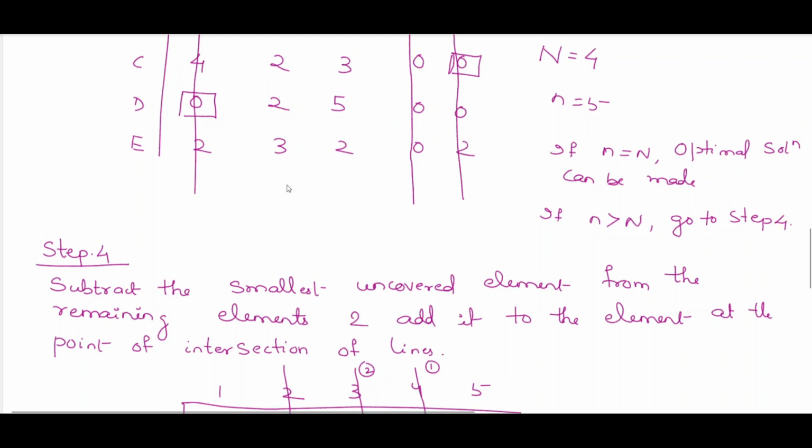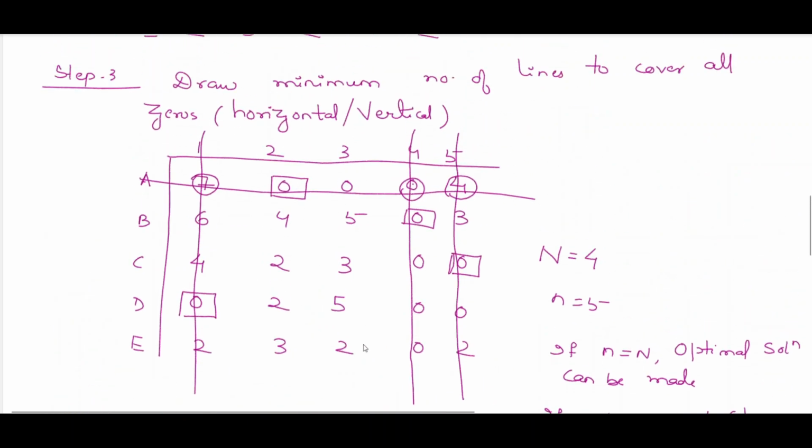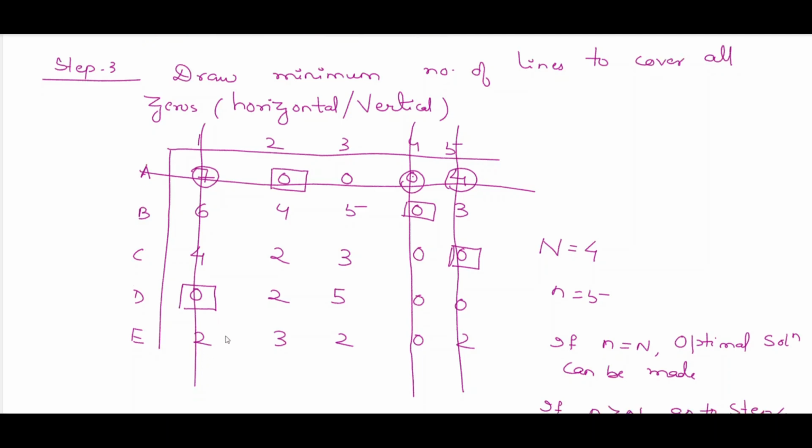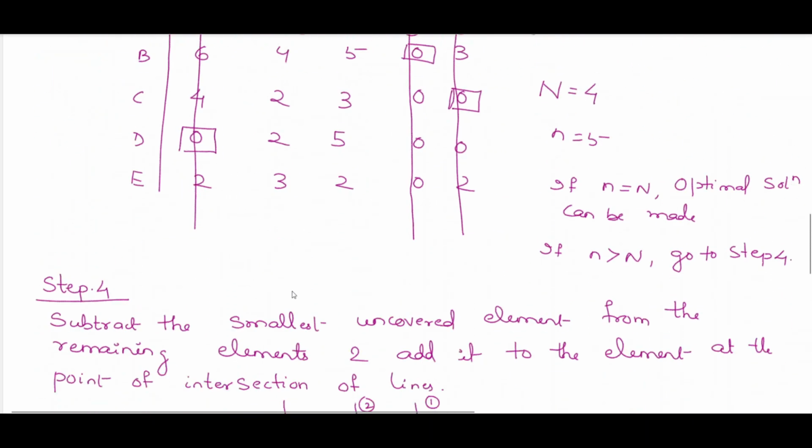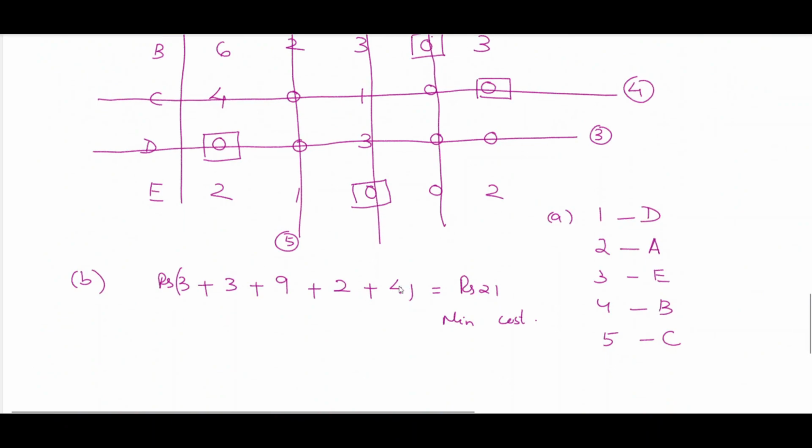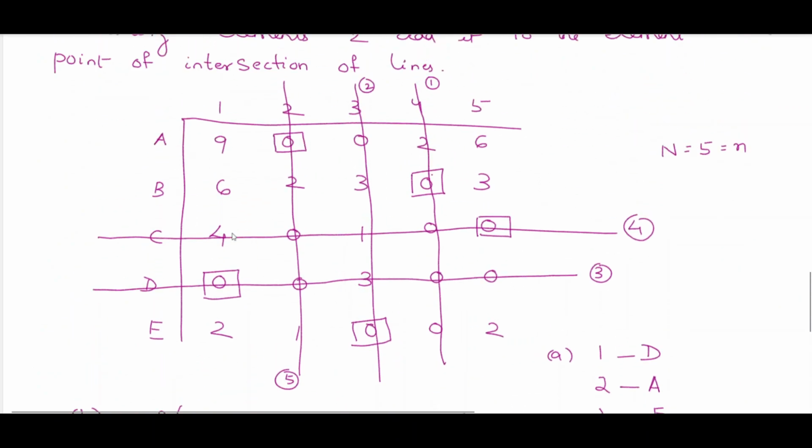Out of the remaining non-covered elements, you will find the smallest one. That smallest element you will add to the intersection elements and subtract from the uncovered elements. These two things you will do. All other elements will remain the same. If you commit any mistake in this case, you will get the answer wrong. And you will prepare a new matrix according to that.